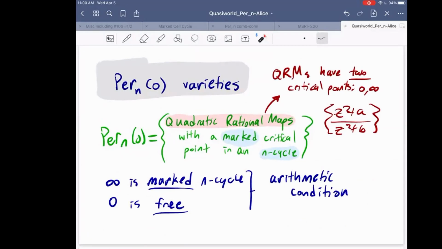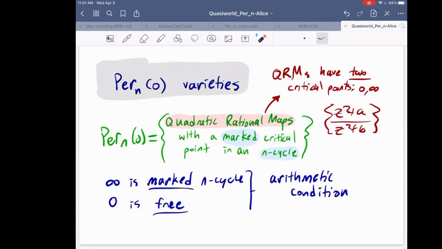So the story begins where Alice is reading a textbook about the Per_n(0) varieties, and we're always going to be in the space of quadratic rational maps. And quadratic rational maps always have two critical points that you can use, up to conjugation, to put at 0 and infinity, where you can have a form that looks like this.